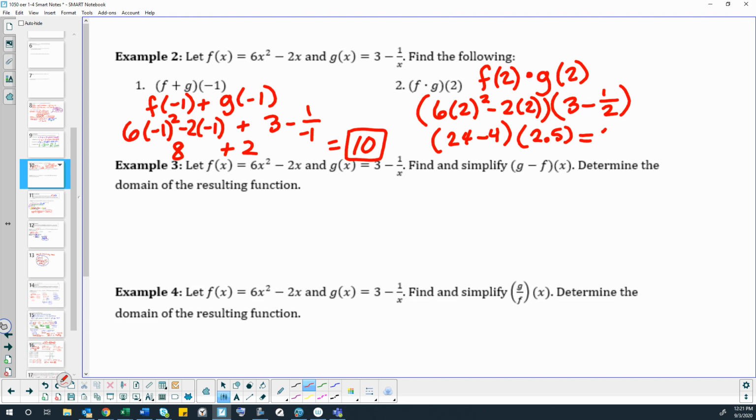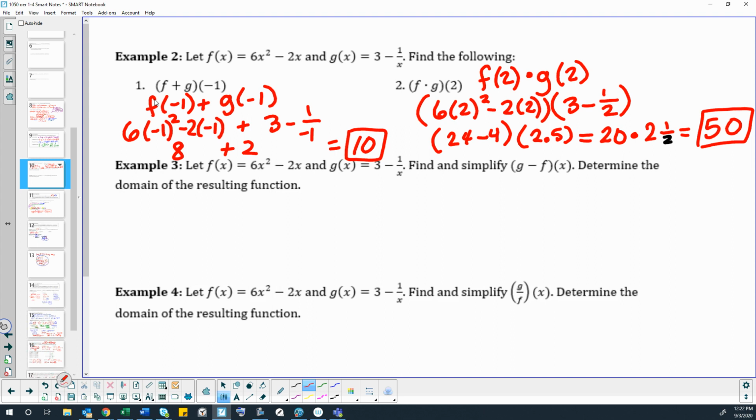So 20 times 2.5 is 2 1/2 times 2 1/2. And it should equal 50. That's what we had up here earlier, right? It's just a lot of arithmetic on some of these, just plugging it through. Okay, let f of x equal that, g of x equals that. Same thing, we're just subtracting this time.